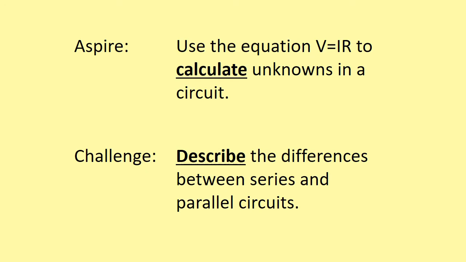Two outcomes then. We're going to describe the differences between series and parallel circuits. You've looked at series circuits before, and you might remember lower down the school looking at a straightforward parallel circuit. And then the other outcome, we're going to use the equation V equals I times R to calculate unknowns in a circuit. So we're going to make sure you're all right with that equation, and that's an equation that you need to memorise. And we're going to use it to find unknown values in circuit diagrams.